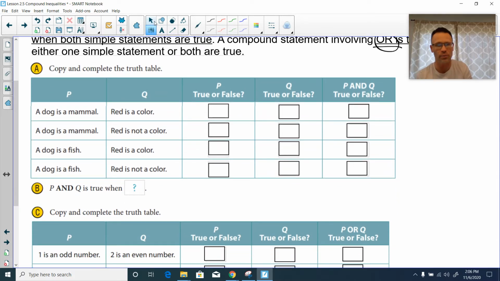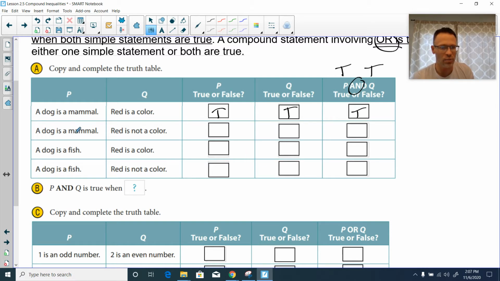All right, truth table stuff. We are given statements here, P and Q, and then we're comparing those statements with the word and. The first statement is: a dog is a mammal. Well, that is obviously true. I have to write these in. Red is a color, obviously true. Now I have both of them combined with the word and. I have a true statement combined with a true statement. They're both true, which means the overall statement is true.